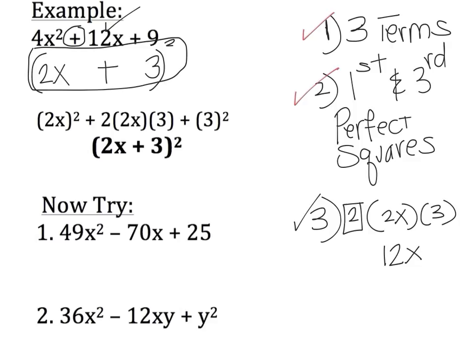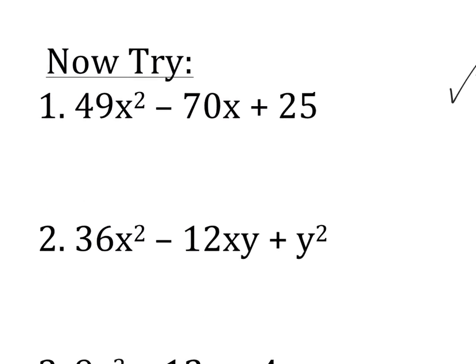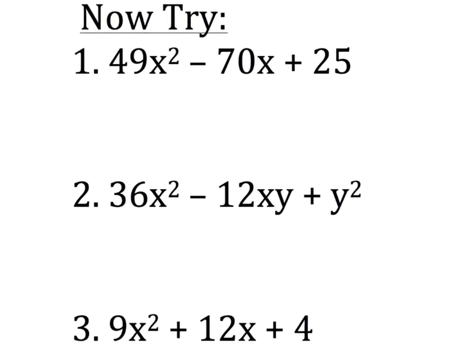You are correct. Now let's move on to number 1. Let me try number 1 with you. So let's see. Are these three terms? 1, 2, 3. Check. Can I square root 49? If I square root 49, I will get 7. Now you see how the 49 has a variable x to the power 2, so I give the 7 only an x. Now look at the third term. It's 25. Can I square root it? Yes, I will get a 5.